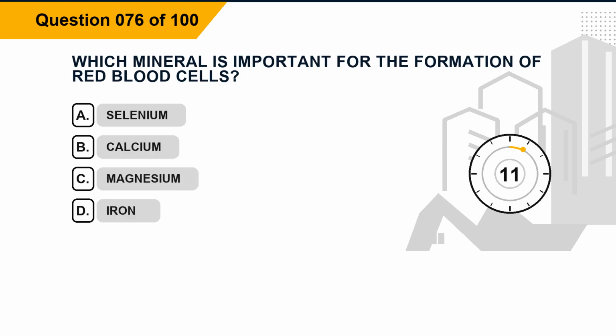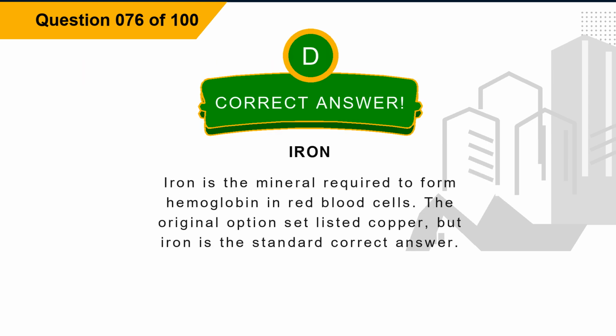Question 76. Which mineral is important for the formation of red blood cells? Option A, selenium. Option B, calcium. Option C, magnesium. Option D, iron. The correct answer is option D, iron. Explanation. Iron is the mineral required to form hemoglobin in red blood cells. The original option set listed copper, but iron is the standard correct answer. Question 77.